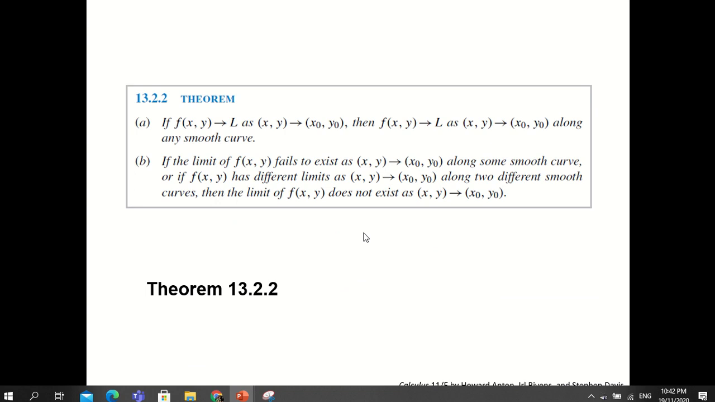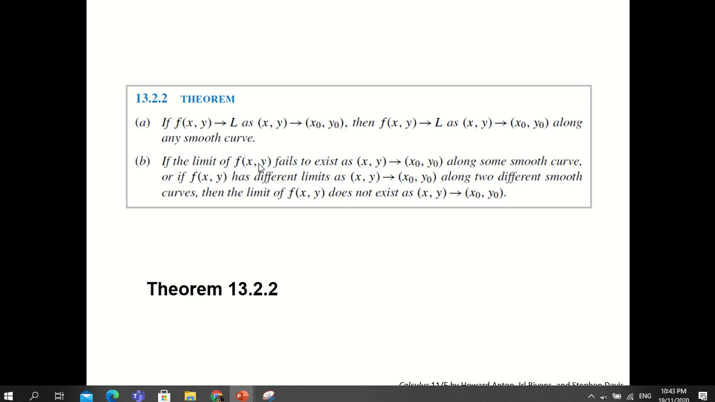Another theorem: if a function of x and y approaches L as x and y approach the point with coordinates x sub 0 and y sub 0, then f of x and y approaches L as x and y approach x sub 0, y sub 0 along any smooth curve.